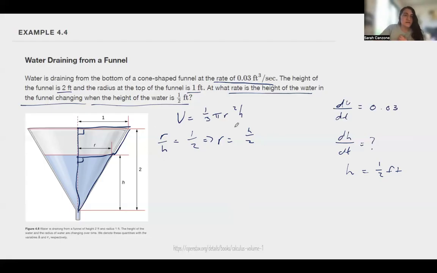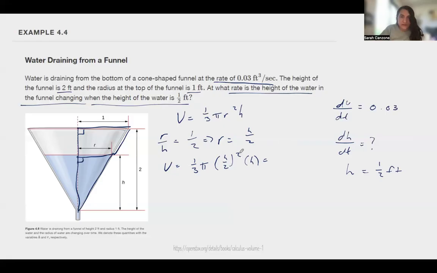So now that we know this, we can actually go ahead and adjust our formula. So now our volume formula is 1/3 pi, but not r. R is actually going to be h over 2. So h over 2, but that's squared, times h. And then I'm going to simplify that before we have to take our derivative.